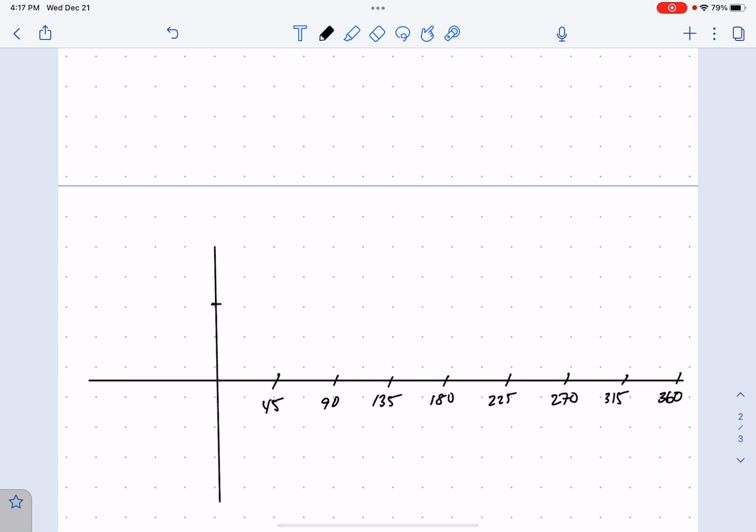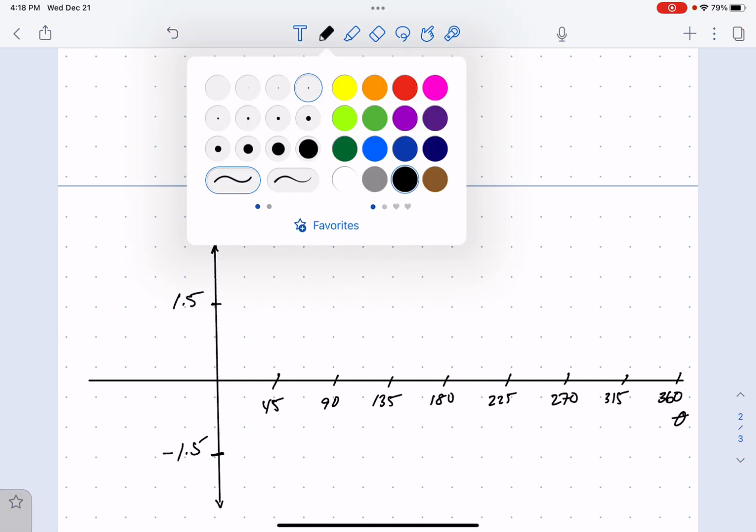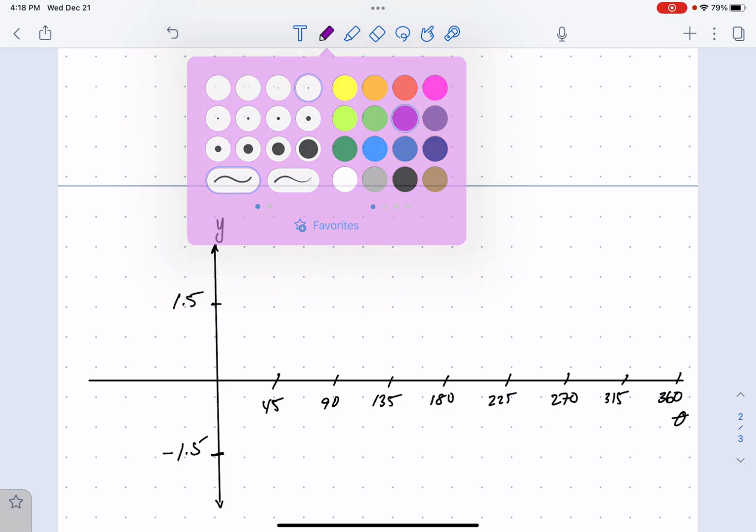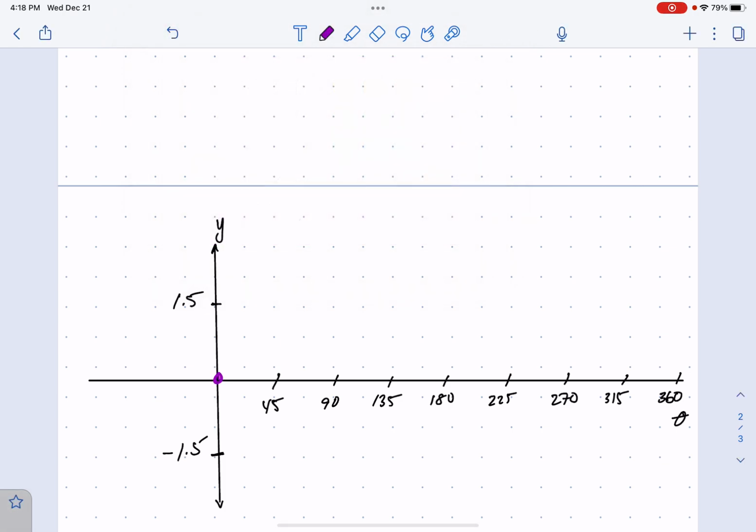So here we go. I know I need to go up to 1.5. I know I need to go down to negative 1.5. And there is no vertical shift, so that's good enough. So this is the y-axis, and this is my theta axis. And it's a sine curve, so I'm going to start off by sketching 0, 1, 0, negative 1, 0.